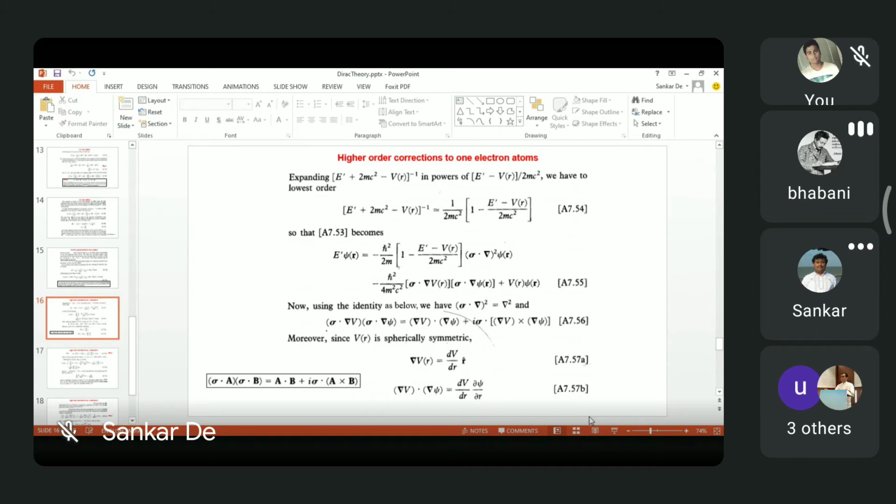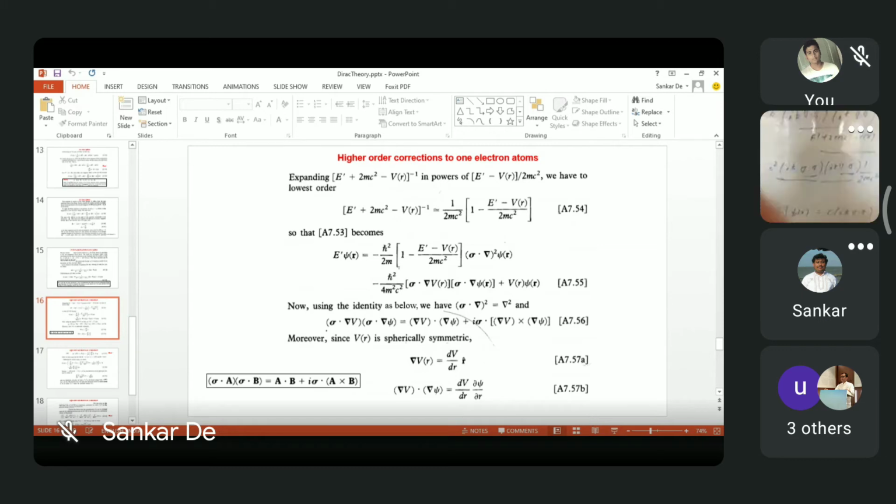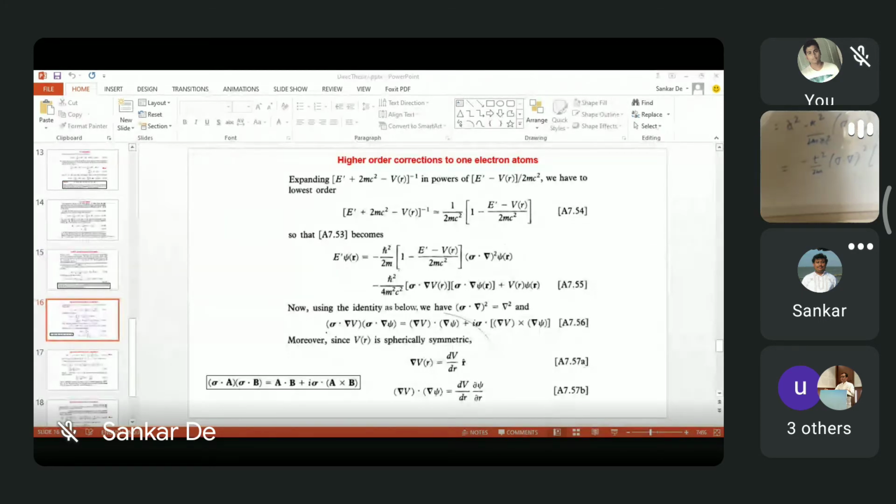Okay, got it, sir. Actually, he is correct, A750. Let me show you. Can you see the bottom line? Yes. So I have here minus s cross square by 2m, that is sigma dot delta square, and that term 1 minus e prime minus v of r by 2mc square into psi of r plus vr psi r.